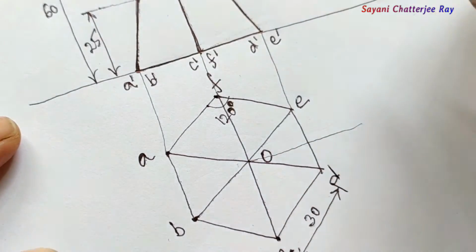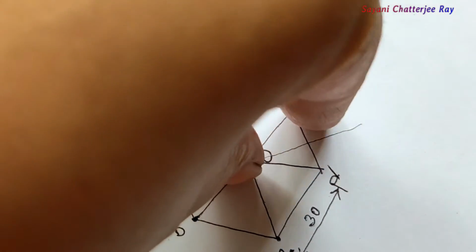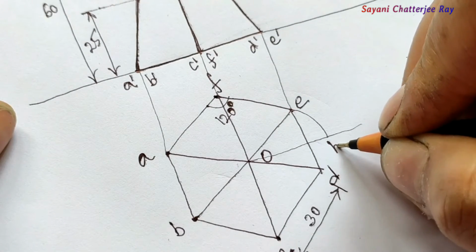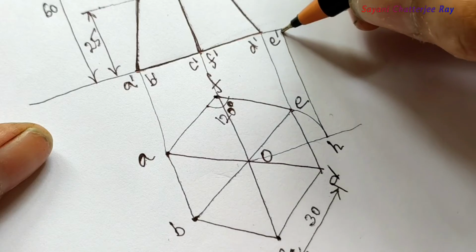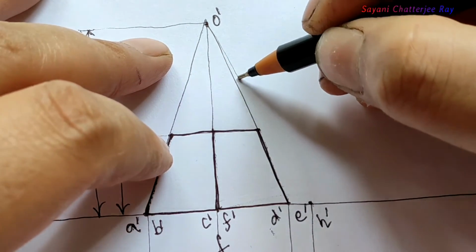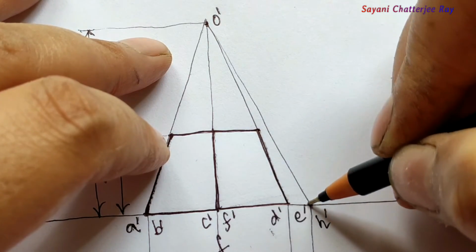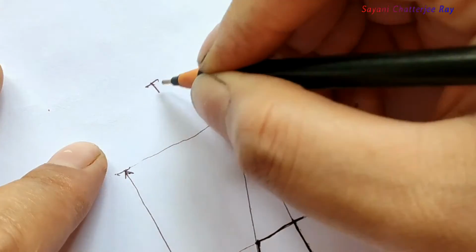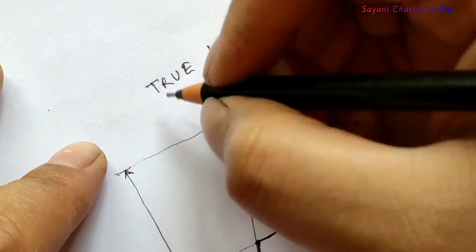From the point O, draw a line parallel to the reference line. Take O as the center, OE as the radius and draw an arc till H. From the point H, draw a line perpendicular to the reference line and mark it as H dash. Join O dash and H dash with the help of a straight line. This line is known as the true length of the slant edge.